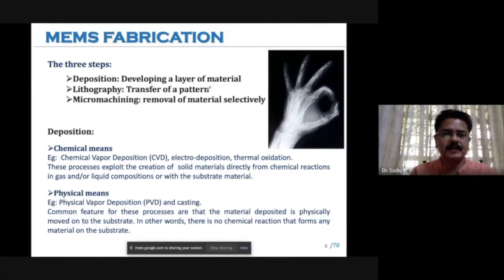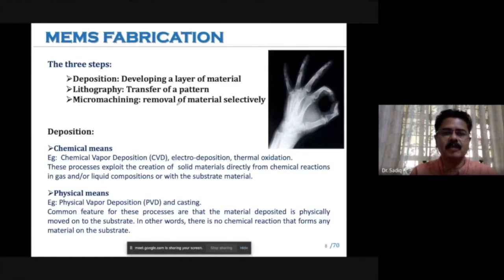In X-ray production, we have kept a pattern. The pattern is similar to that of our hand. So when it is exposed to that ray, that pattern is transferred to the base, though it is not visibly changed, right? But there is a pattern transfer happened. Now, what was the pattern transfer happened? To know that, we had to take the film for the next process called micromachining.